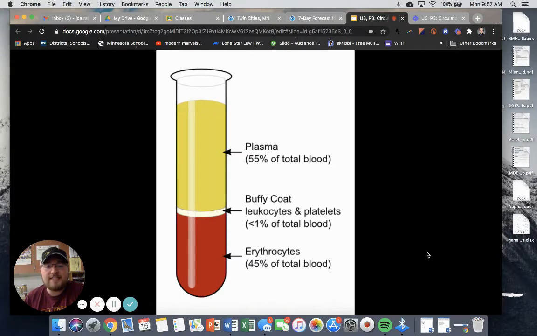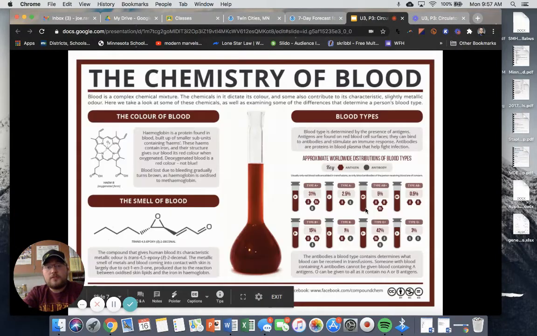And that's leukocytes and platelets, and that's going to be less than 1% of your blood. And lastly, we have erythrocytes, and that's 45% of your total blood, and that's the red blood cell part of your blood. So we're gonna dive into this a little bit more in detail here over the next couple of videos.